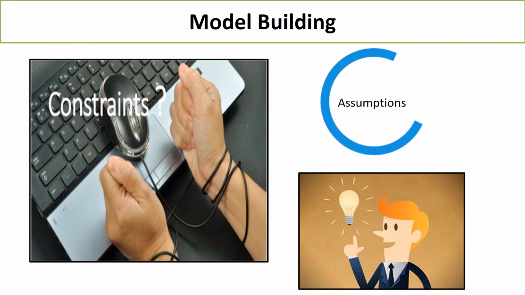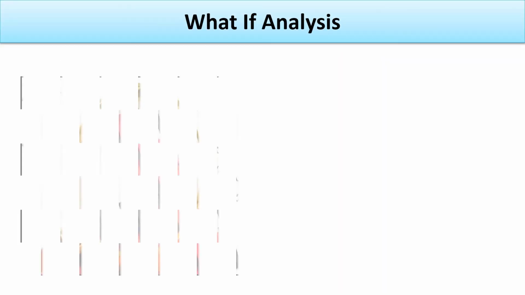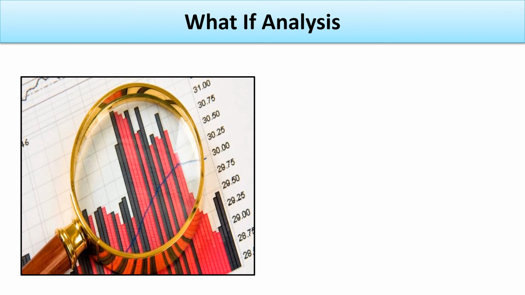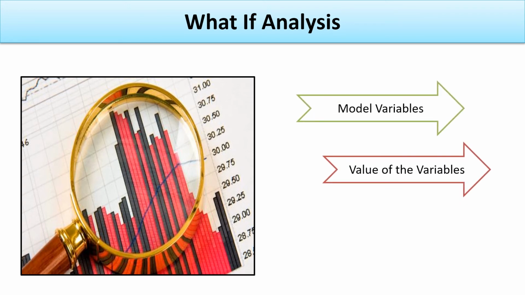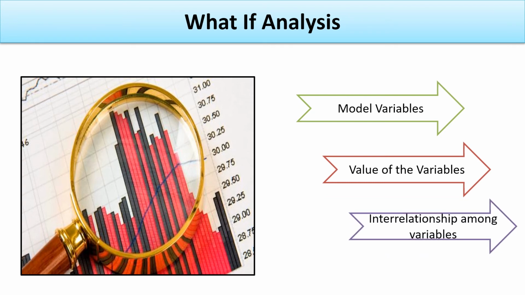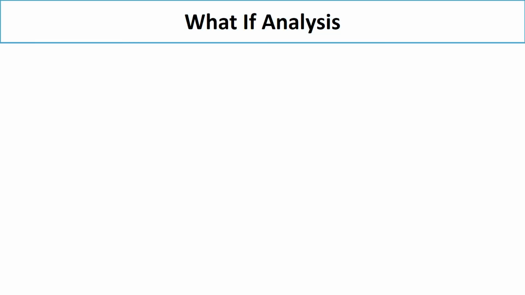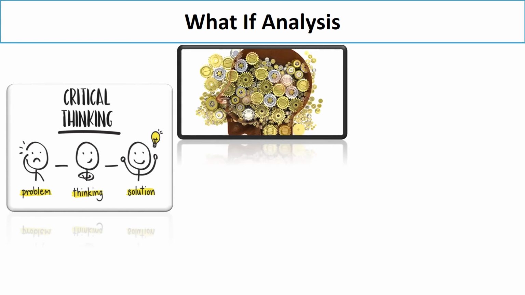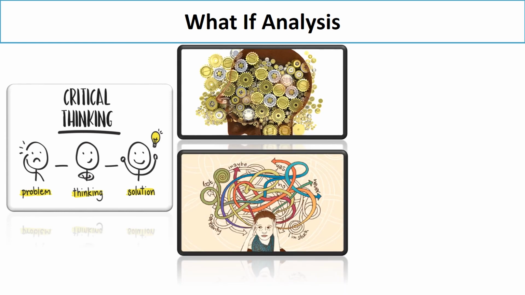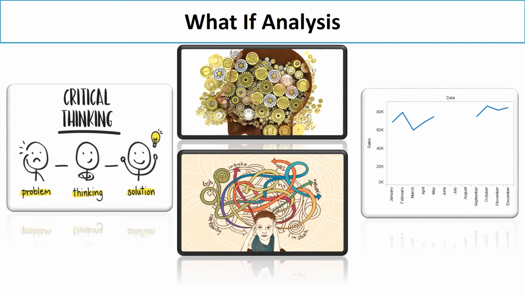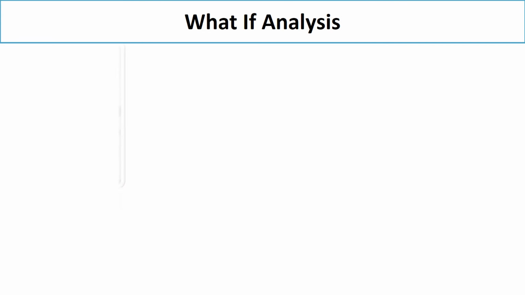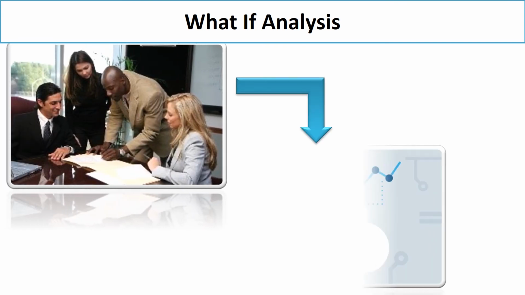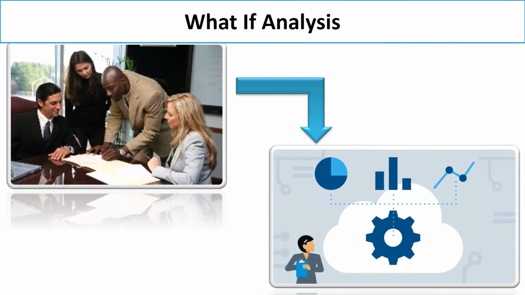Second is the what-if analysis. It helps in assessing the impact of any changes made to model variables, the values of the variables, or interrelationships amongst the variables. This analysis is critical for semi-structured and unstructured problems because data needed to make such decisions are often not available or incomplete, and so it helps the managers as they are already prepared with certain predictions if the changes are made. Next is goal seeking.